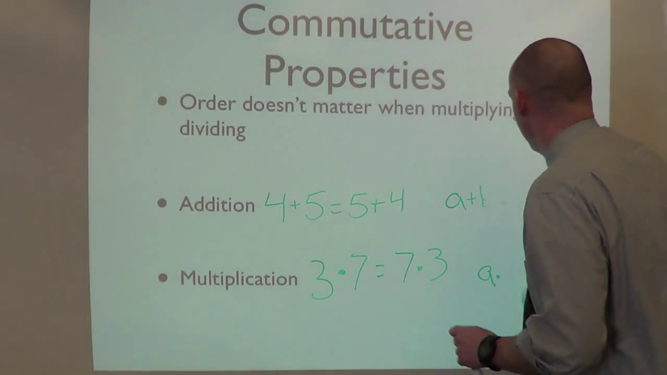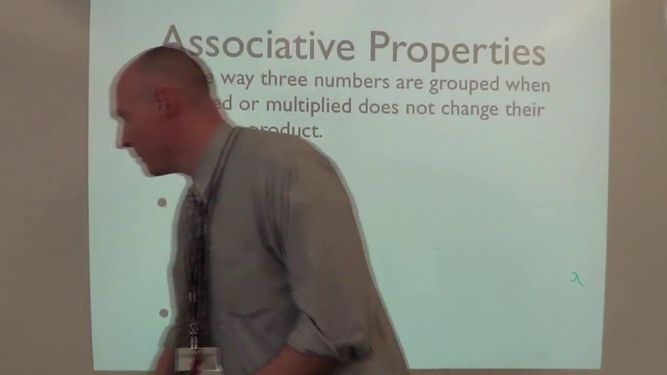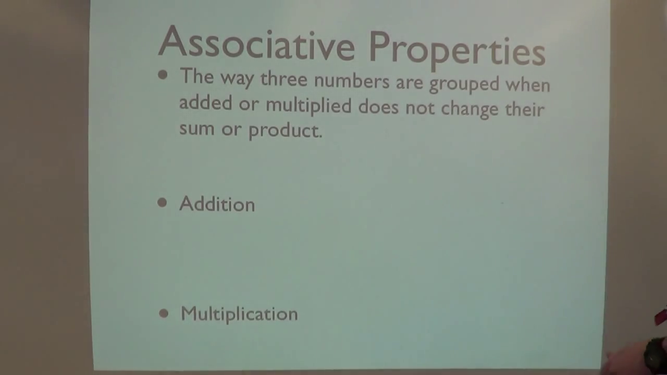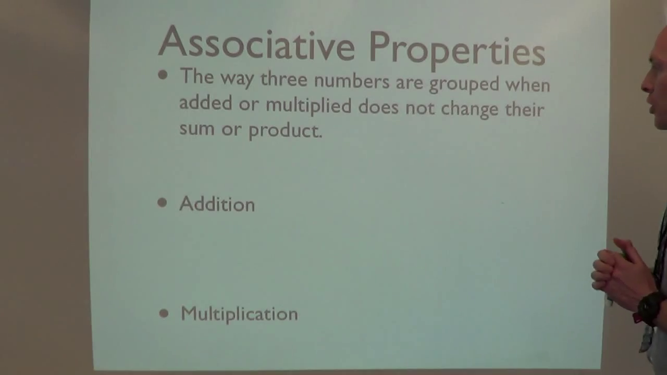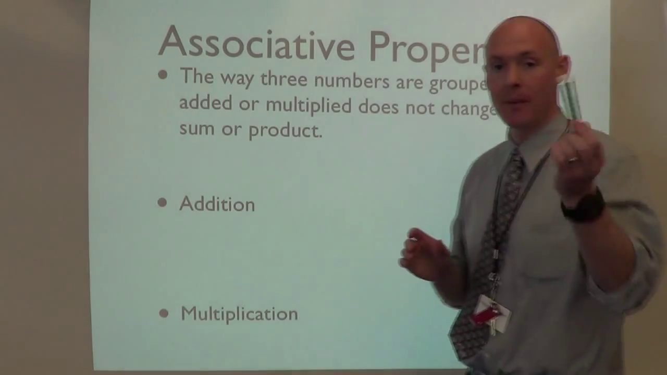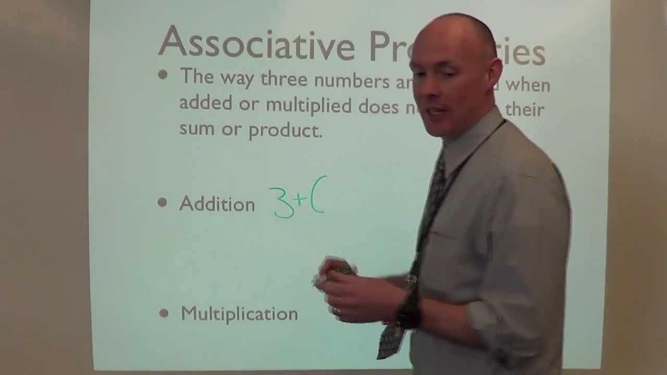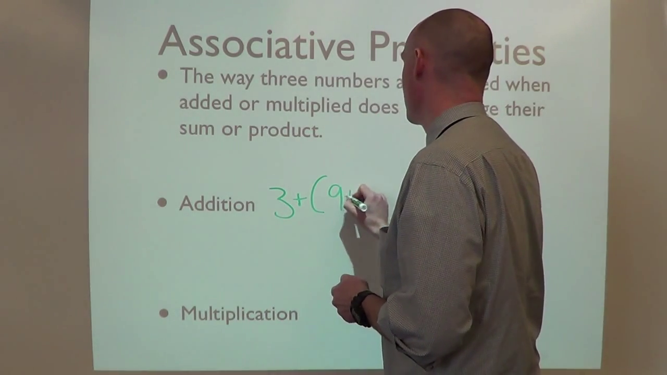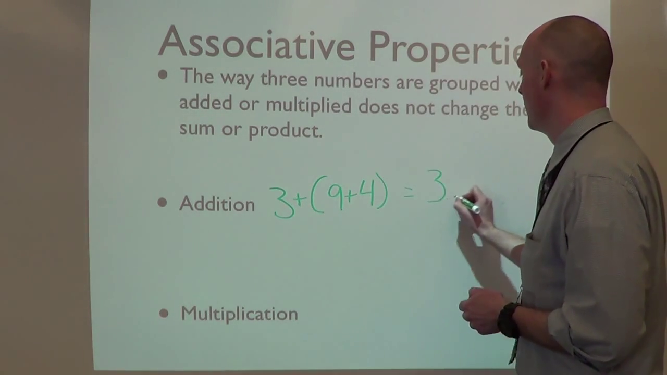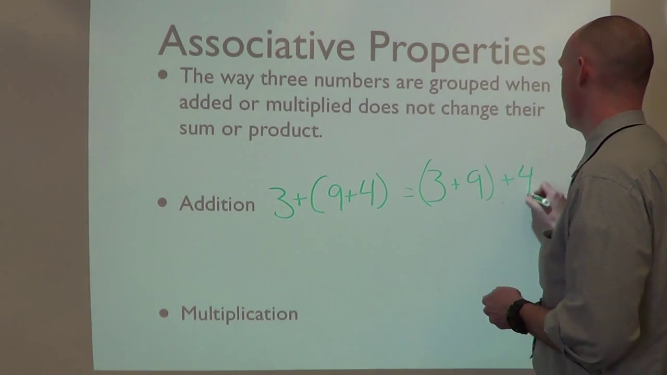Let's look at the next property, which is the associative property. So the associative property reads, the way three numbers are grouped when added or multiplied does not change the sum or product. And let me give you an example. If I take 3 plus, in parentheses, 9 plus 4, that will equal 3 plus 9, in parentheses, plus 4.